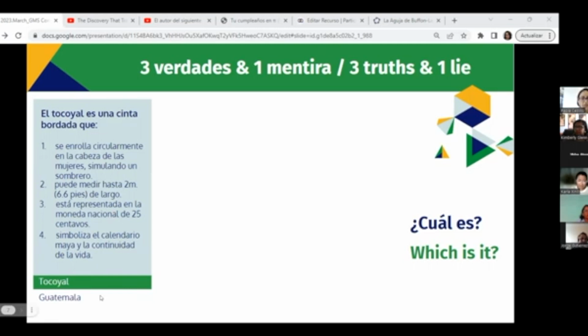It does actually symbolize the Mayan calendar as well, and the continuity of life. It can measure up to 2 meters long, which is 25 men around the head, but it can actually measure different amounts, so it's not just 6.6.